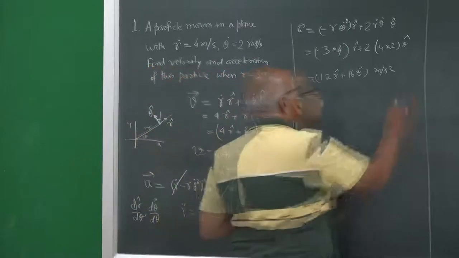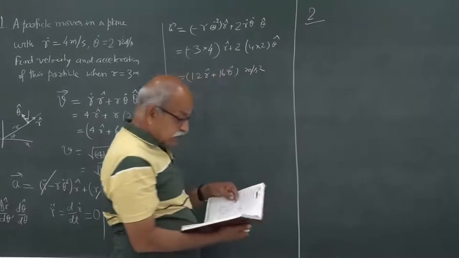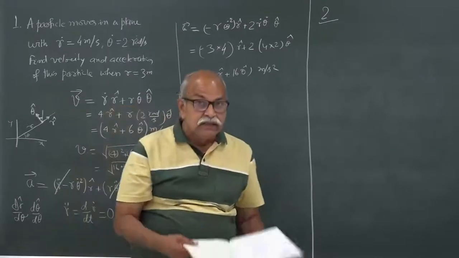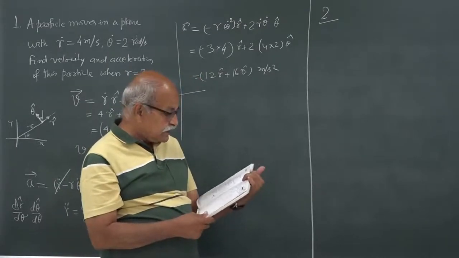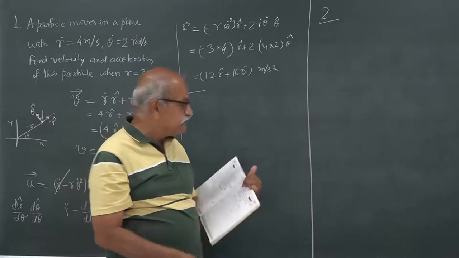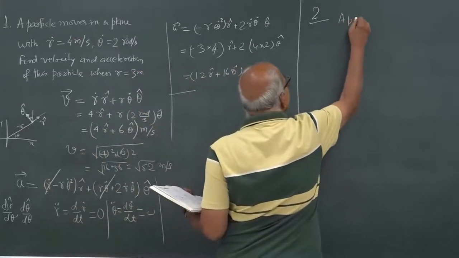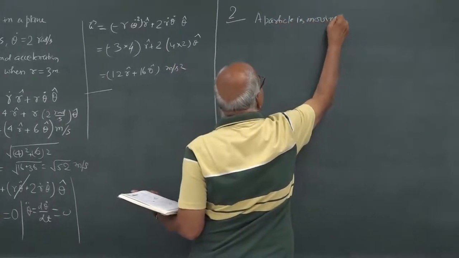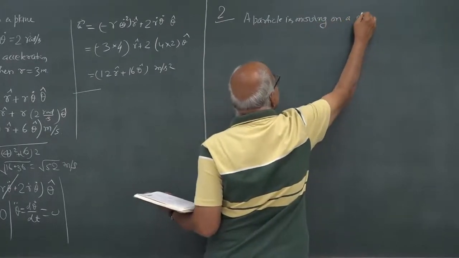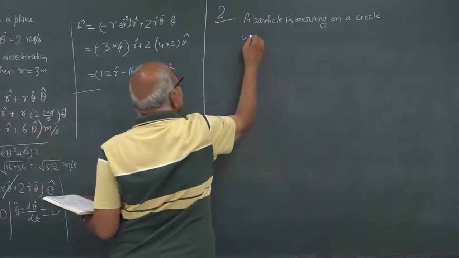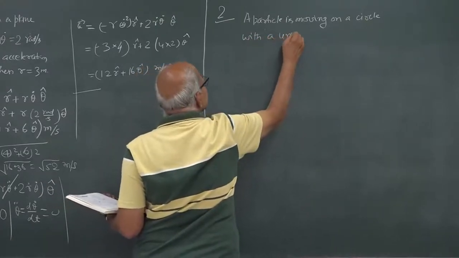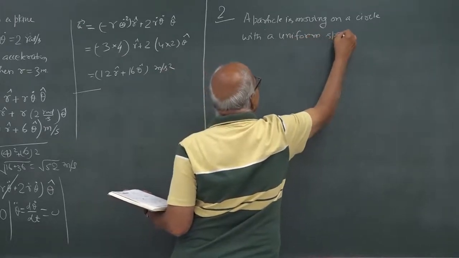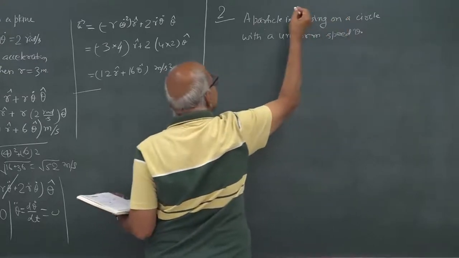Next problem, problem number 2, and this is based on 1.18 of the book, and the problem is, a particle is moving on a circle with a uniform speed v, circle of radius r.